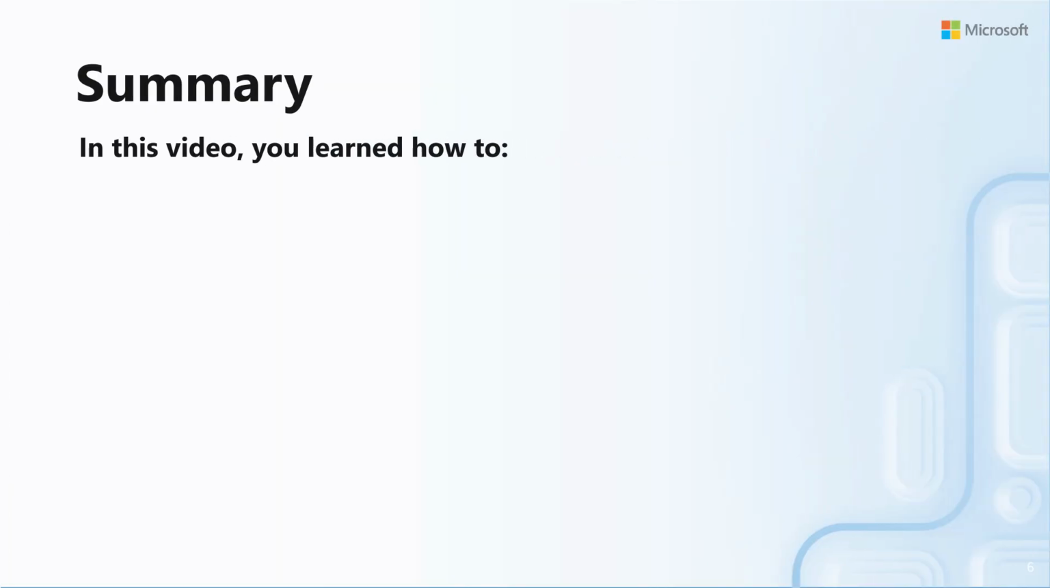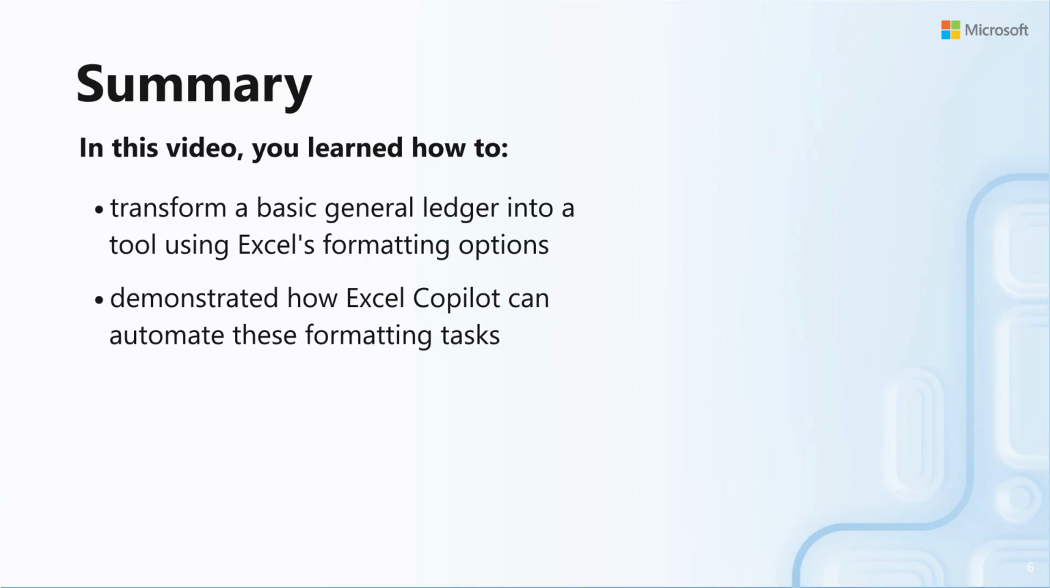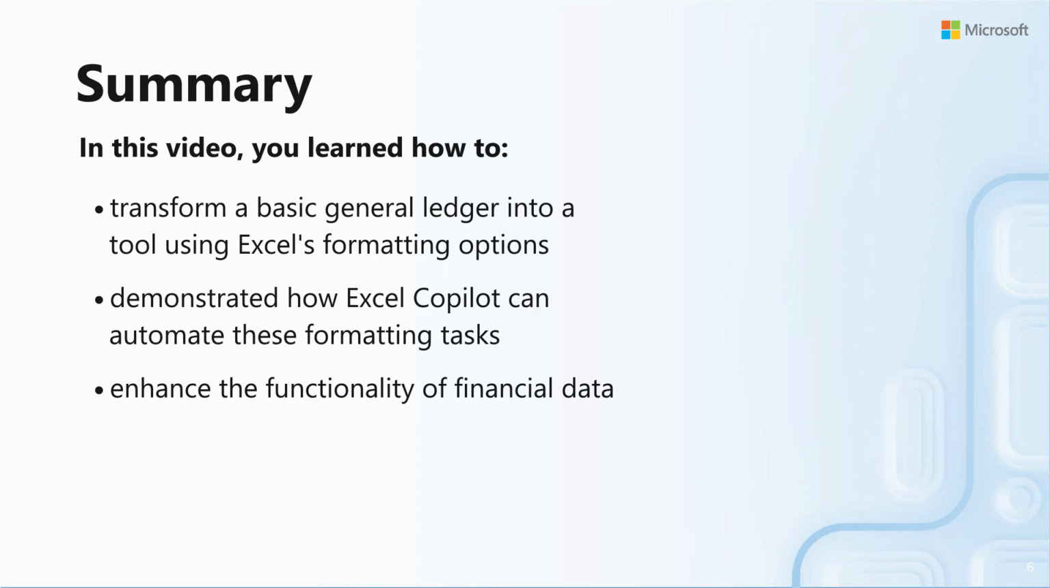In this video, we focused on transforming a basic general ledger into a visually appealing and easy-to-interpret tool for decision-making. By utilizing Excel's formatting options such as number formatting, text styling, borders, and conditional formatting, we enhance the readability and functionality of the data. We demonstrated how Excel Copilot can automate these formatting tasks, making the process more efficient, and explored how to make key financial information like expenses and income stand out, which helps in quickly assessing the financial health of your organization.